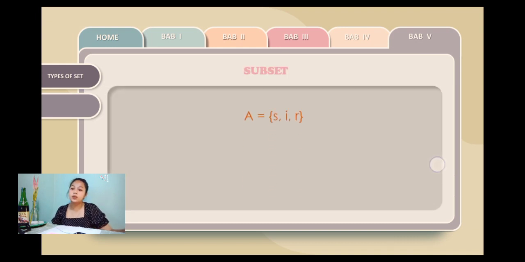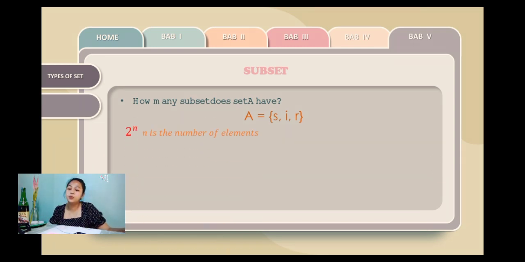Set A is equal to {1, 2, 3}. How many subsets does set A have? 2 to the n, where n is the number of elements. So, this is the formula. We are going to use 2 to the n. The cardinality of set A is equal to 3. So, if we are going to solve it, you can see here the solution. 2 cubed is 2 times 2 times 2, which is equal to 8.